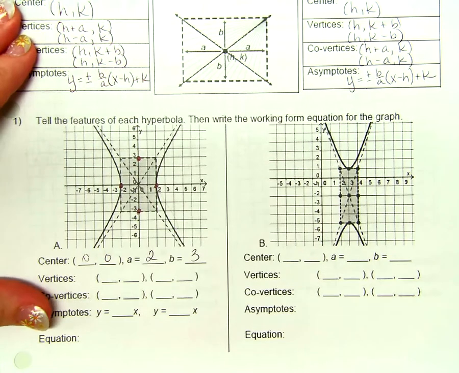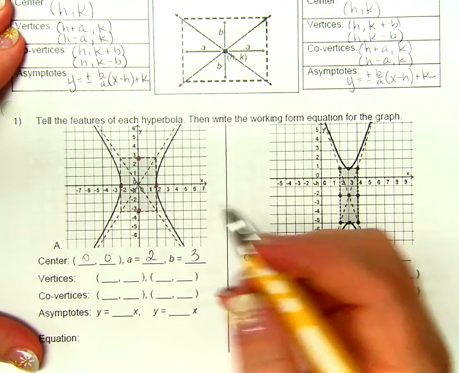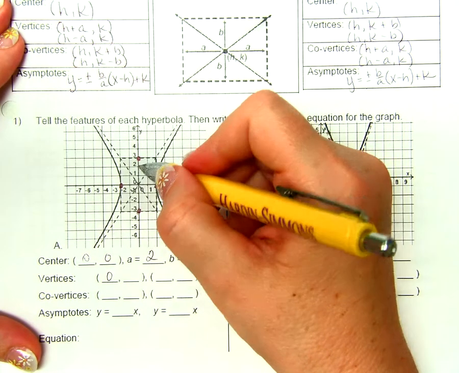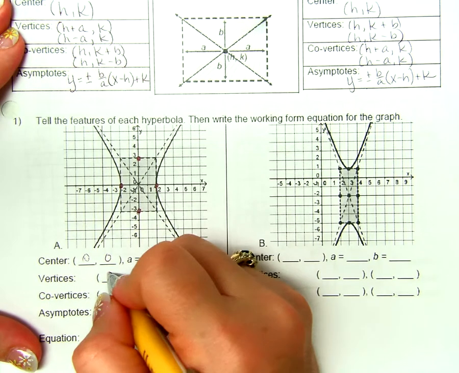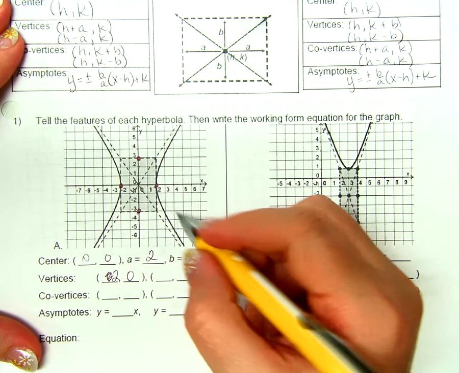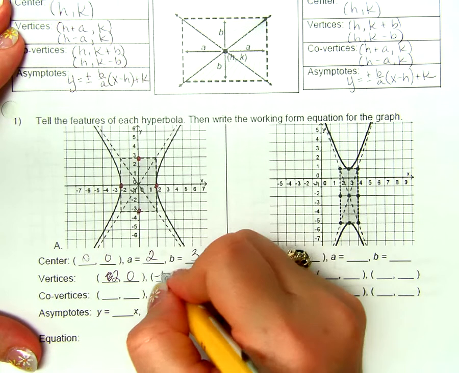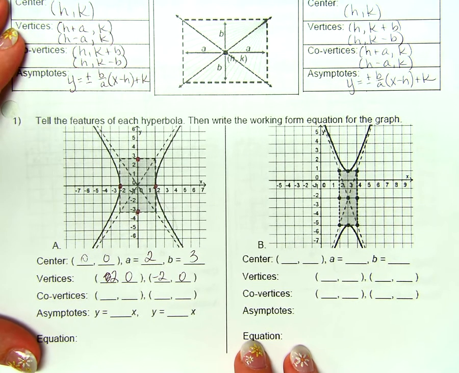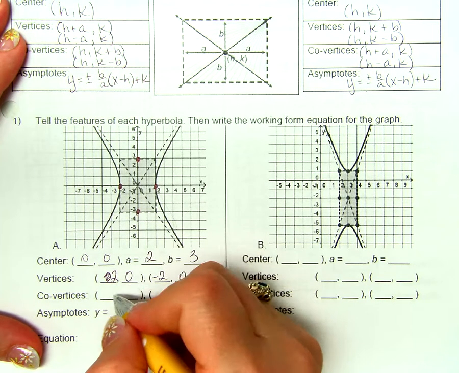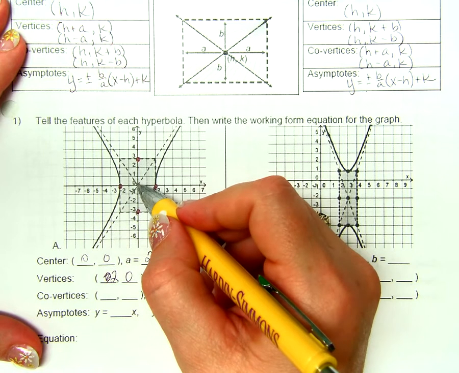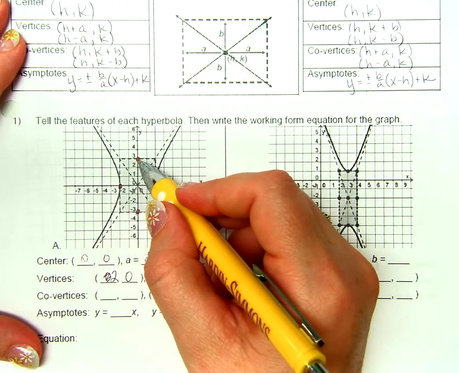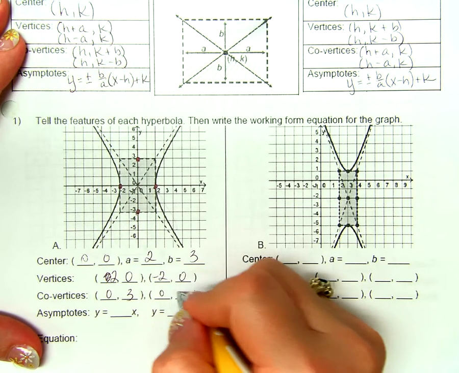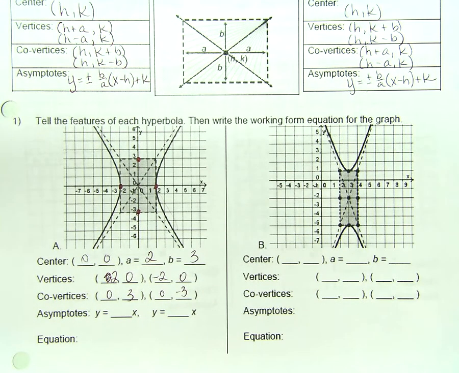So where's a vertex? Somebody tell me where a vertex is. 0, 2? 0, 2 is right here. Oh, 2, 0. Where's the other vertex? Negative 2, 0. Okay. Where's a covertex? 0, 3 is right here. Is that what you mean? 0, 3 and 0, negative 3. Now the asymptotes.